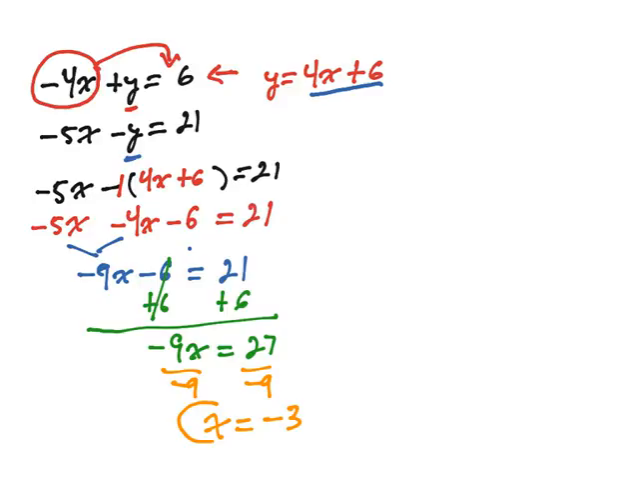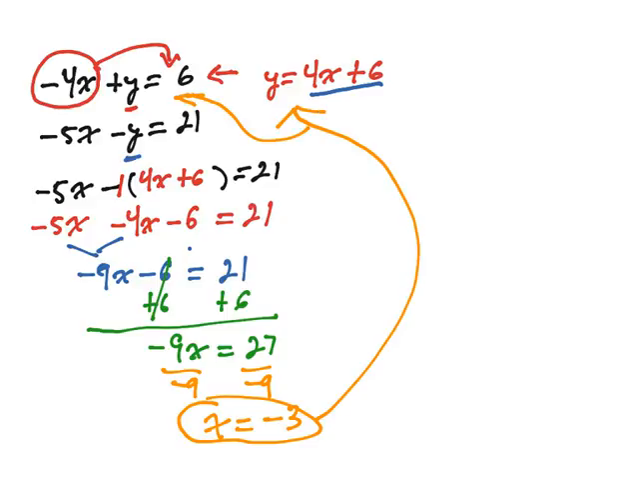And again, like in the first example, once we know the value for x, we need to take it back up into the first equation, either the original form or the new equation I wrote when I solved it for y. Either one works. It doesn't matter which one you use. I'm going to go ahead and use this second version here. So y equals 4 times the value of x plus 6. And the value of x is negative 3.